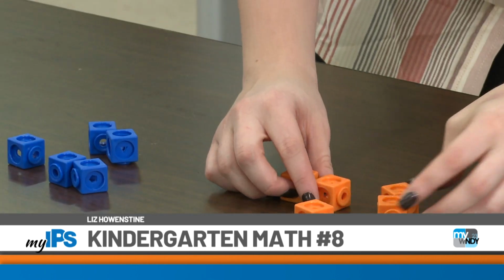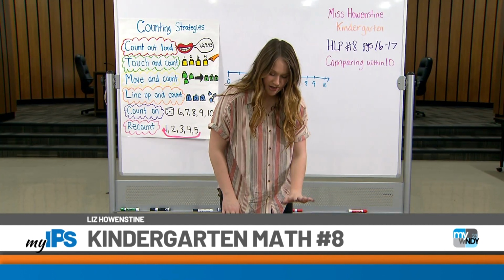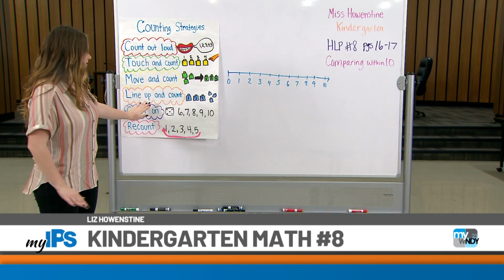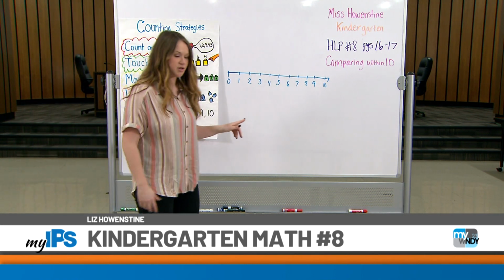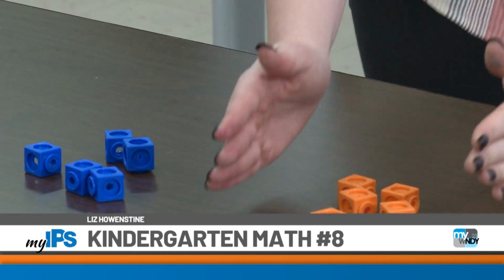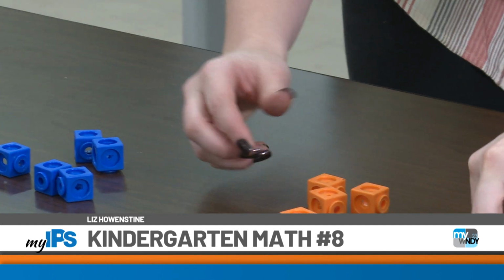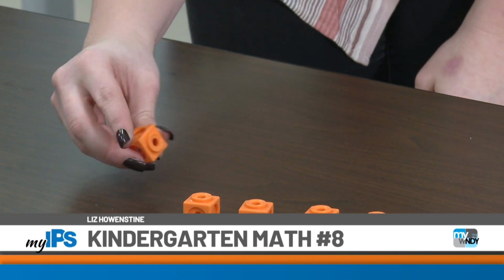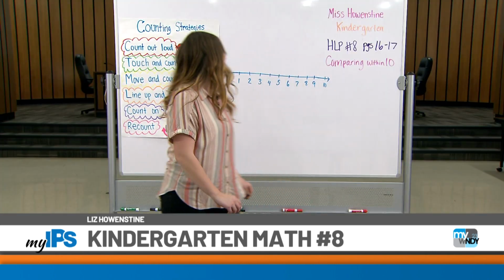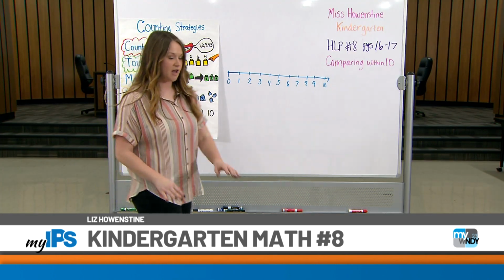So if we look, and we are going to count, we can use a counting strategy. I think we should use line up and count. So we're going to line our objects up and count them. Let's start with group 1. 1, 2, 3, 4, 5. Okay, we have 5 cubes that are orange.